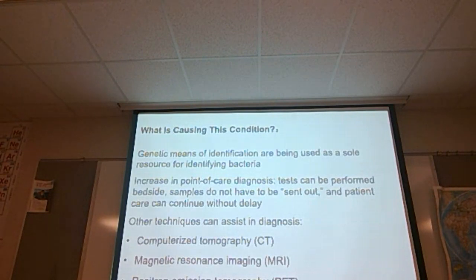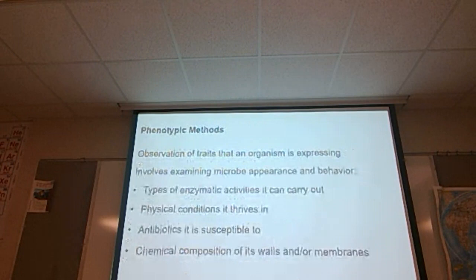Genetic means of identification are being used as a sole resource for identifying bacteria more and more. This increases point of care diagnoses. The test can be performed bedside. Samples do not have to be sent out to a lab, then multiple test runs, and patient care can continue without delay. Some other techniques: MRI, computerized tomography, and positron emission tomography or a PET scan. We've all heard of PET scans, we've all heard of CTs, and we've all heard of MRIs.